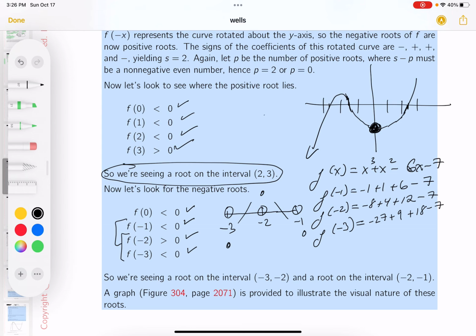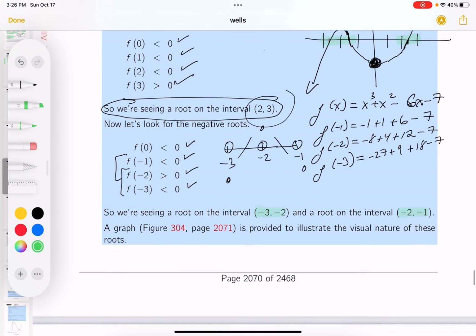Now, by the way, I know the roots are between, let's make sure, between 2 and 3. Let me point out what this is over here. I know there's a root between minus 3 and minus 2. That's over there. I know the root between minus 2 and minus 1. All right, I know this just by simple sign analysis.